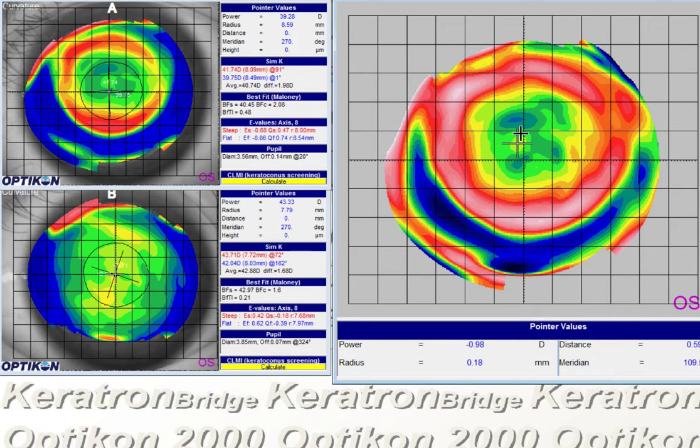So not really a central island, but an island where we're getting significantly less treatment than surrounding areas. So I would try to reduce the sagittal depth of this lens overall so we get some more bearing at the apex.